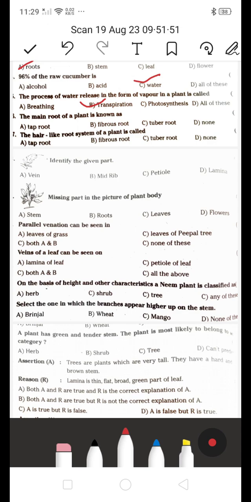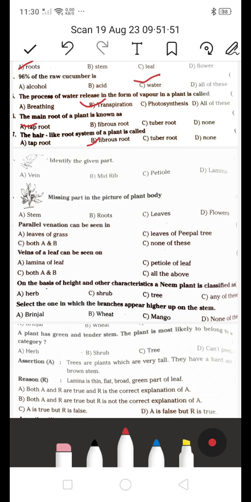The main root of a plant is known as a taproot, fibrous root, tuber root, or none. The main root of the plant is known as a taproot. The hair like root system of a plant is called: the thin hair like roots present beside the main root, that is the fibrous root. So B is the right answer.